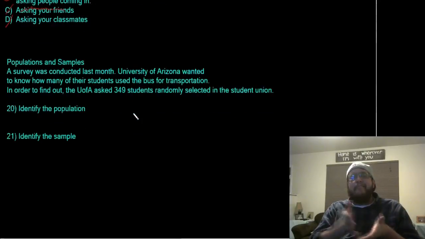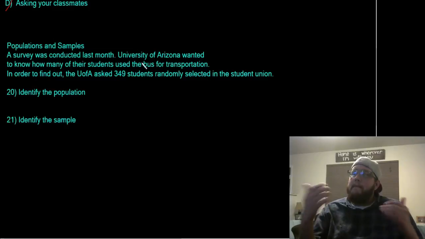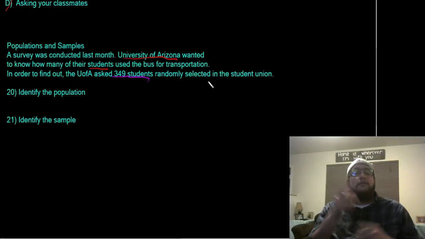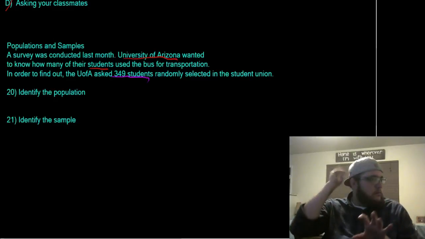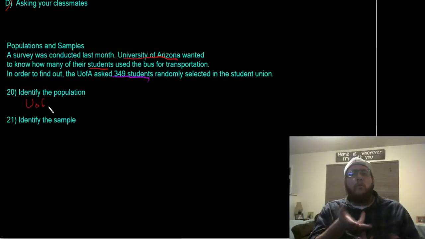Alright, let's move on to number 20 and 21. A survey was conducted last month. The University of Arizona wanted to know how many of their students use the bus for transportation. In order to find out, the U of A asked 349 students, randomly selected in the student union. Okay, cool. So the first thing is to identify the population. Remember, the population is who we're talking about. So in this case, it's the University of Arizona students. That's who they're asking.